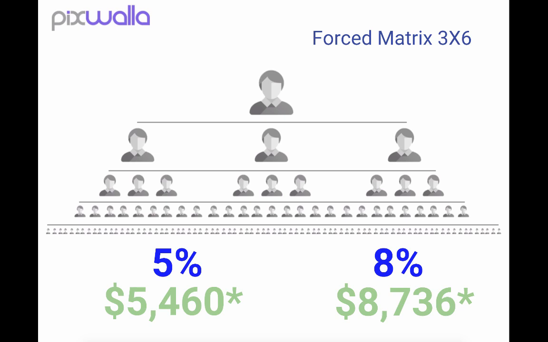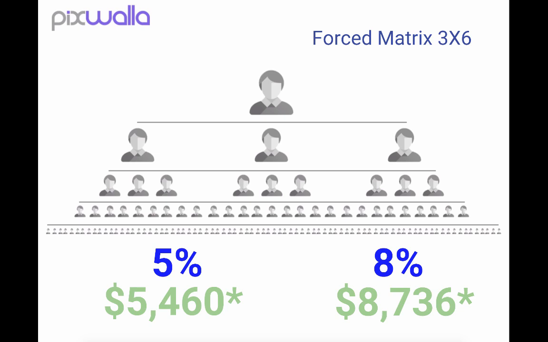Now, if you were to go out and just find 3 sales, look what happens. Your income jumps up to not 5%, but now it's 8%. And this is what would be paid out on the matrix per month, just by going out and getting 3 sales. And again, that's if it was full. If it was full, that's what that matrix maxes out at, is $8,000.